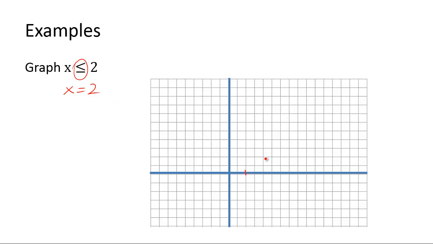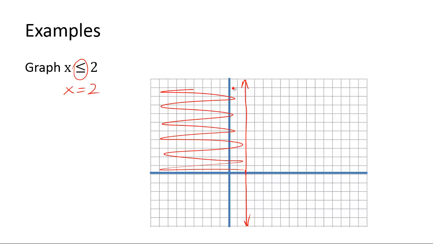Well, the border is equal to, so we want to include the line. So it's a solid line. Now we have to decide which side we shade. Well, in this case, we want everything to have points that are less than or equal to 2. So in this case, we want all this stuff here shaded.